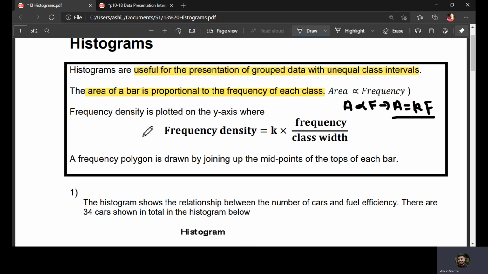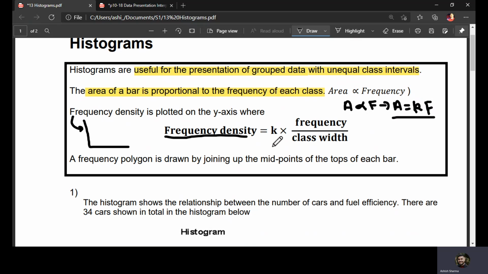Now, let's just break this down a bit more. In a histogram, what you normally have is your frequency density on the y-axis, and your class widths on the x-axis. Now, if you look at this area equals KF formula and think about it carefully, the frequency density is your y, your class width is your x. So if you were to multiply through by the class width, you'd have the area on the left-hand side and K times frequency here. So both of these complement each other.